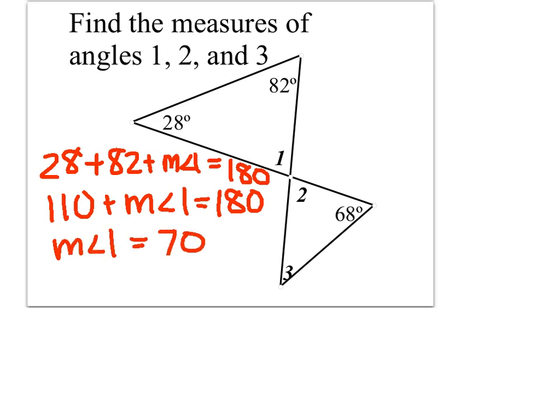So angle 1 is 70 degrees. And it is a vertical angle with angle 2, so they're congruent to each other. So angle 2 is also 70 degrees.